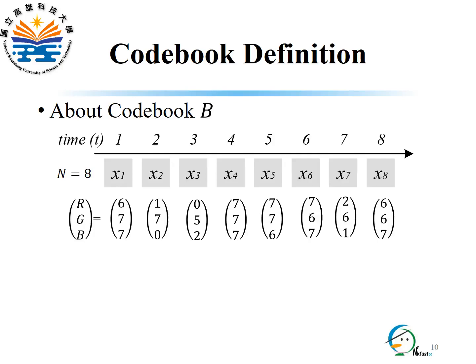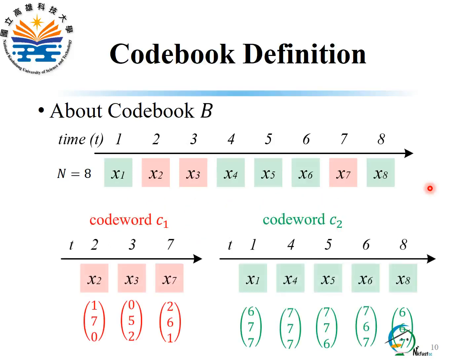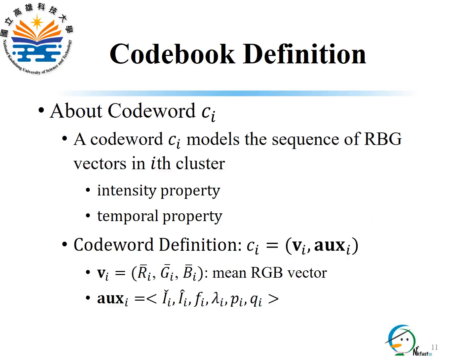For example, there is a background sequence of 8 RGB vectors. If these background samples are partitioned into 2 clusters, a codebook consisting of 2 codewords is used to describe this background sequence. Each codeword stands for a cluster. For example, a codeword C1 stands for S2, S3, and S7, and the codeword C2 is for the others. A codeword is used to model the sequence of RGB vectors in the i-th cluster.